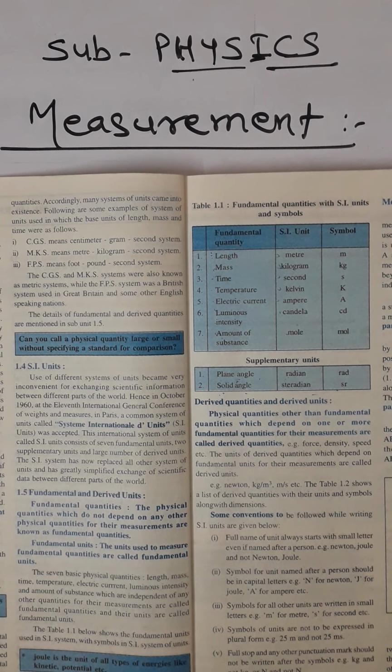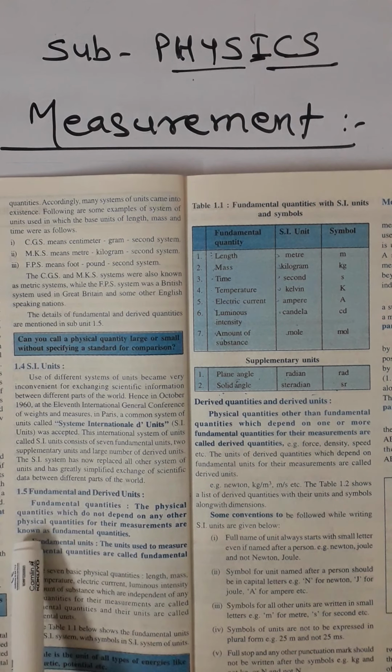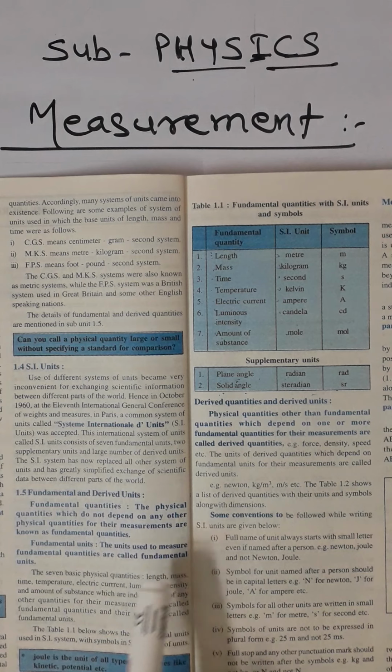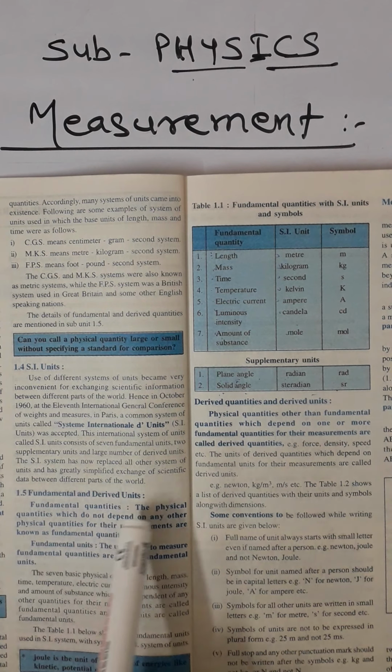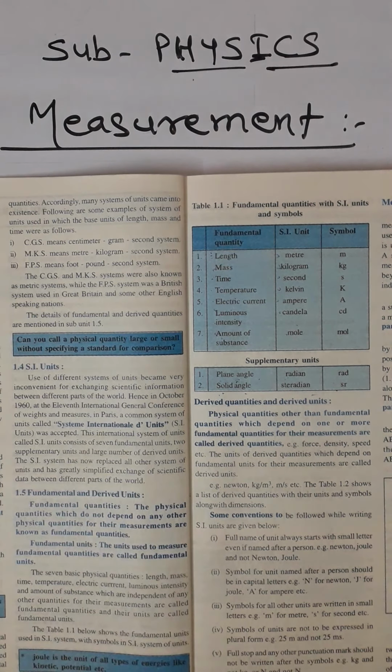In this chapter, first we have to see the fundamental quantities and the derived quantities. Fundamental quantities means what? Those physical quantities which do not depend upon any other physical quantities for their measurement are known as fundamental quantities.